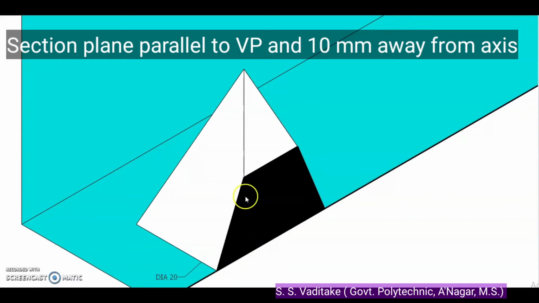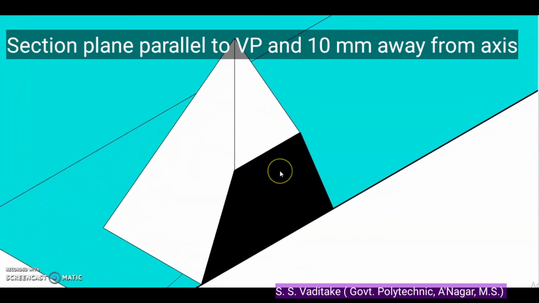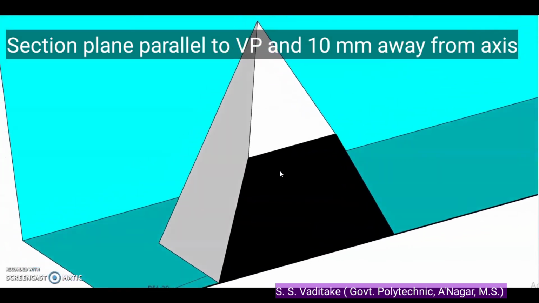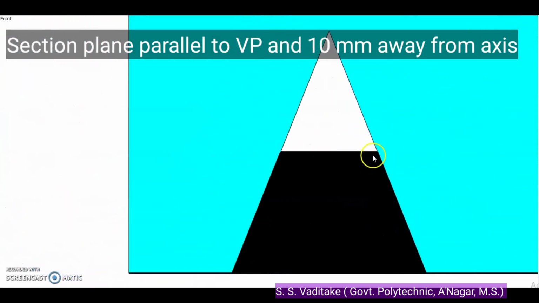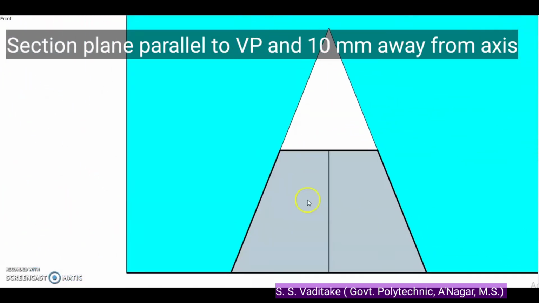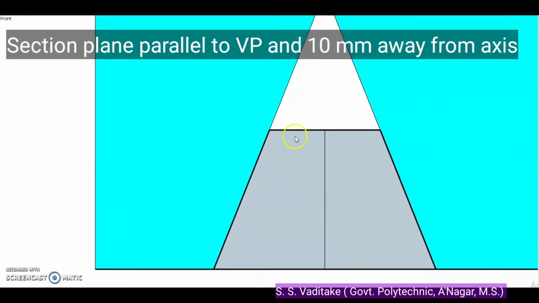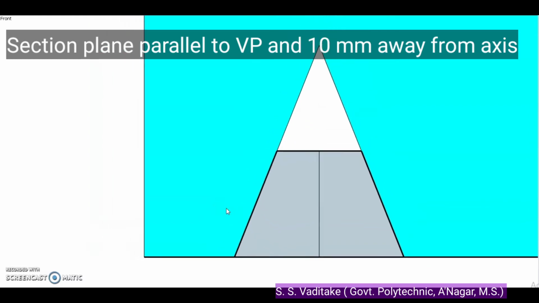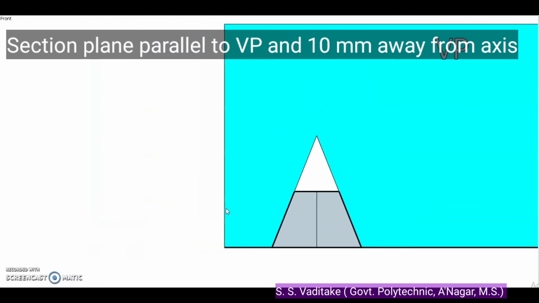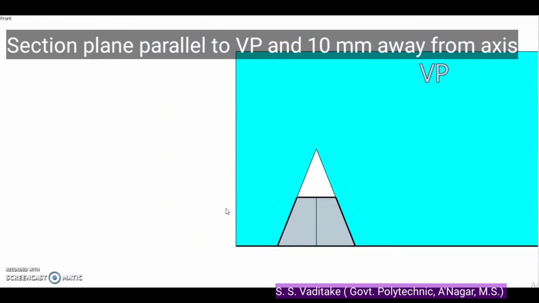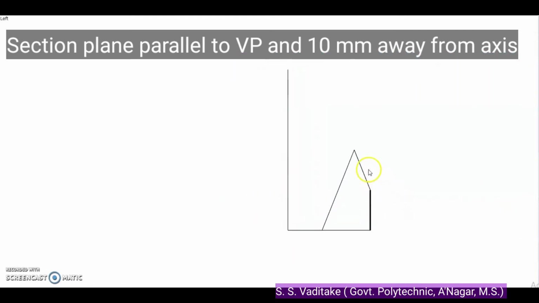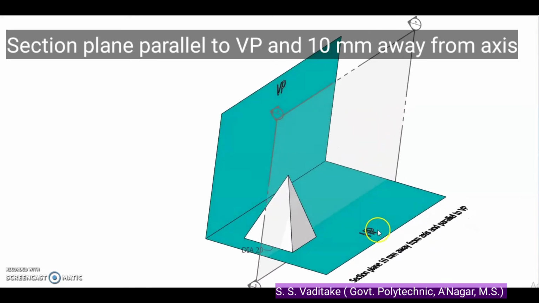While drawing these sectional views, we have to consider where the section plane cuts the edges of the given square pyramid, and with the help of these points we have to show the sectional front view. Again it shows its true shape because the section plane is parallel to VP.